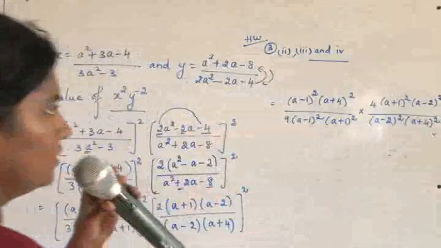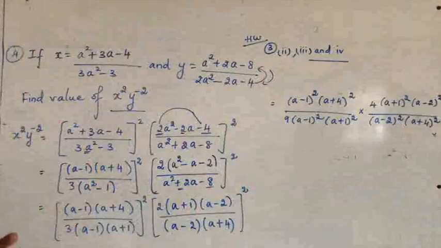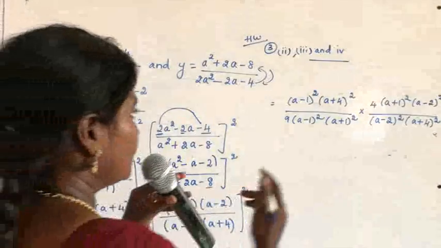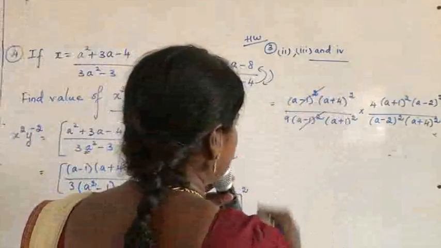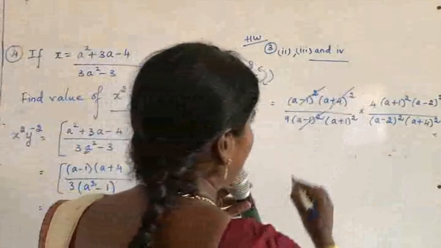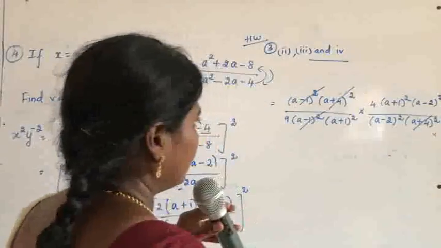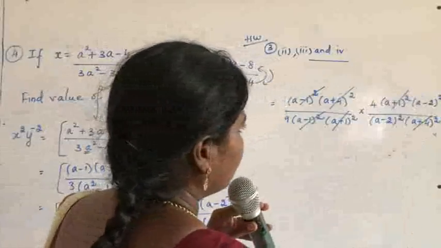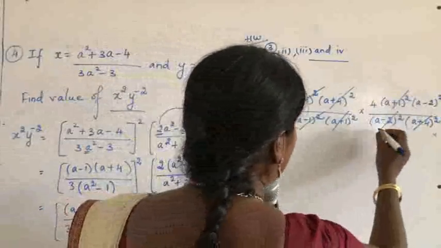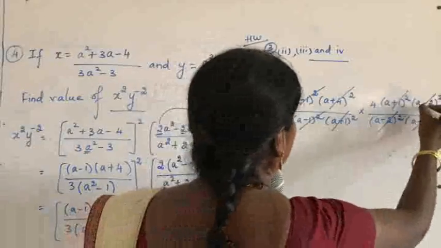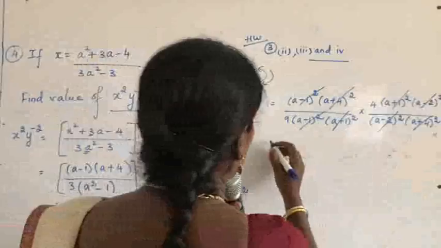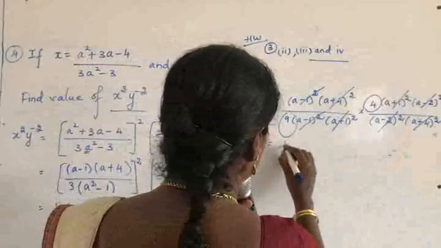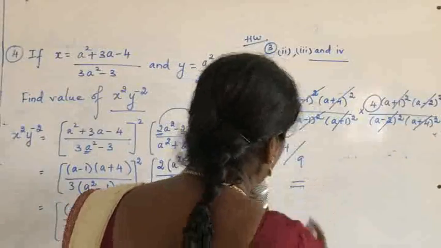Okay, let's try to simplify. Whatever factors we have got, we have assembled them all. Now you are going to simplify it. So a minus 1 the whole square cancels, a plus 4 the whole square cancels, a plus 1 the whole square cancels, a minus 2 the whole square cancels. Now what is left in the numerator part? 4. What is left in the denominator part? 9. So you get the answer as 4 by 9.